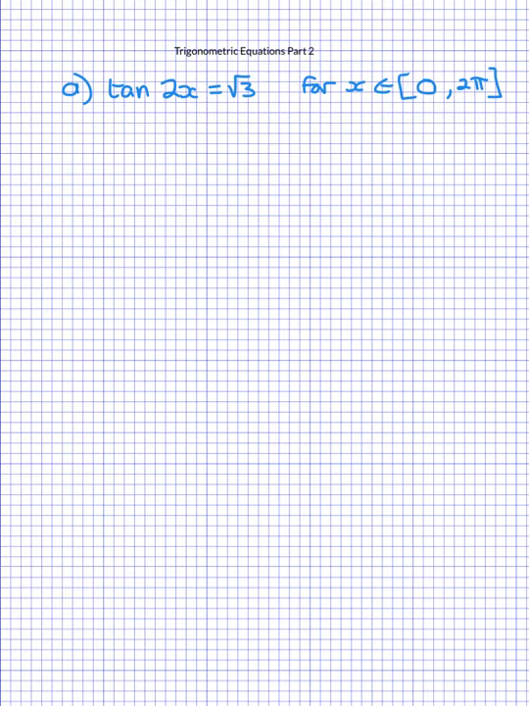Welcome to Trigonometric Equations Part 2, and we encounter our friend Mr. Tan. And so let's solve him. Tan of 2x equals root 3. Now remember, the one thing you have to remember about tan that's different from cos and sine is that the period of just the normal tan function is actually pi rather than 2 pi.